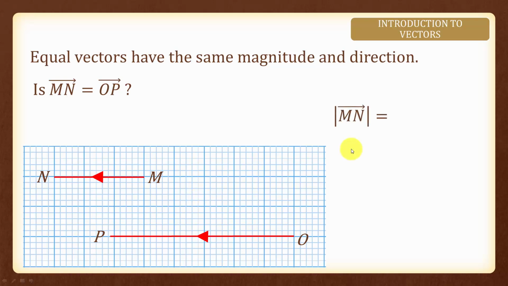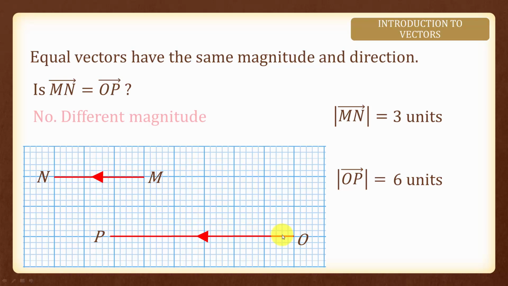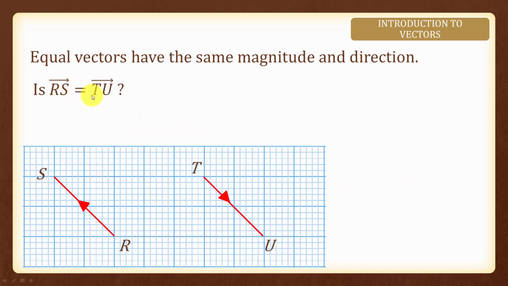The magnitude of vector MN is equal to 3 units, while the magnitude of vector OP is equal to 6 units. Although they have the same direction, which is pointing to the west, they are not equal vectors as they have different magnitudes. Is vector RS equal to vector TU?